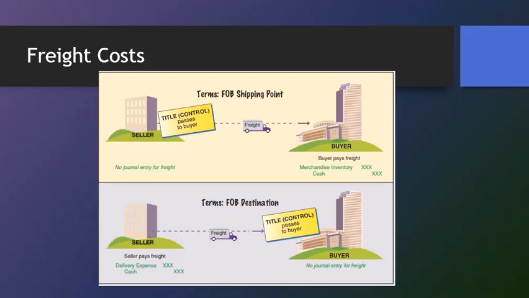In contrast, we have FOB destination. This means that the title does not pass to the buyer until the goods actually arrive at the buyer's location, okay? And if it's shipped FOB destination, then it is the seller rather than the buyer who pays the freight cost.